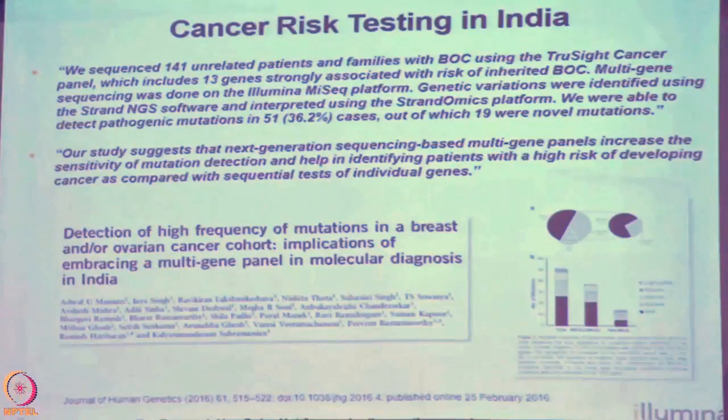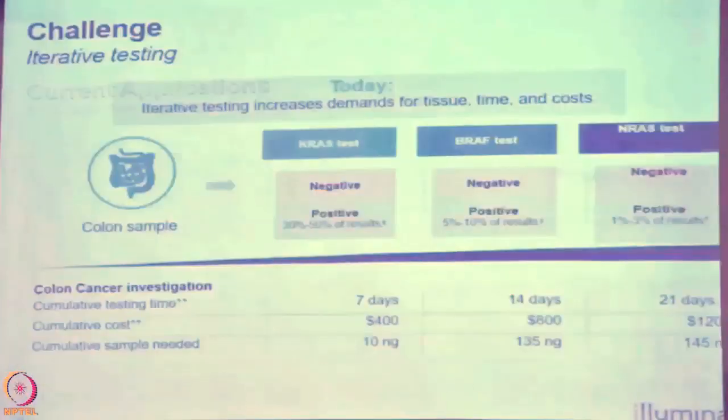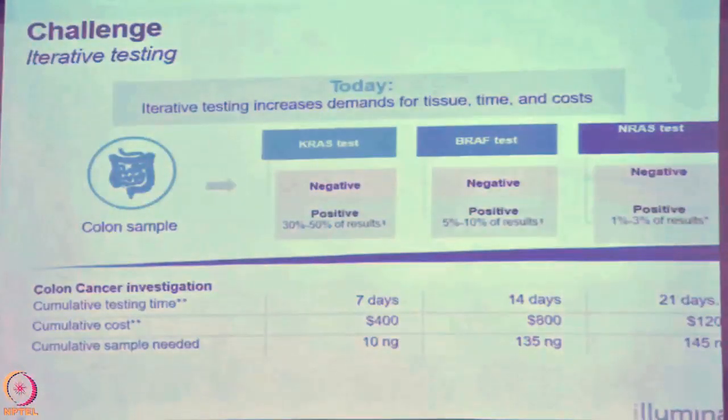So it has value. If you do the multiple gene panel and not just one gene, you might otherwise miss it. Let's see an example. Suppose there's a colon cancer and you get a tissue for the diagnostic, right? And you do only one test, KRAS. If it is positive, that's okay, a therapy is available. If it's negative, you have to order another test, BRAF. If it is negative, it's another test, NRAS. But if you do these tests one by one, it takes 21 days, and the amount of tissue needed gets larger. Every time you need fresh tissue, and the cost per test also adds up.